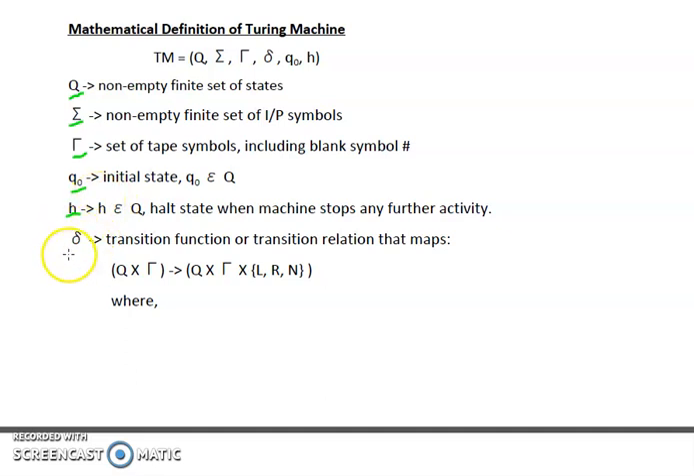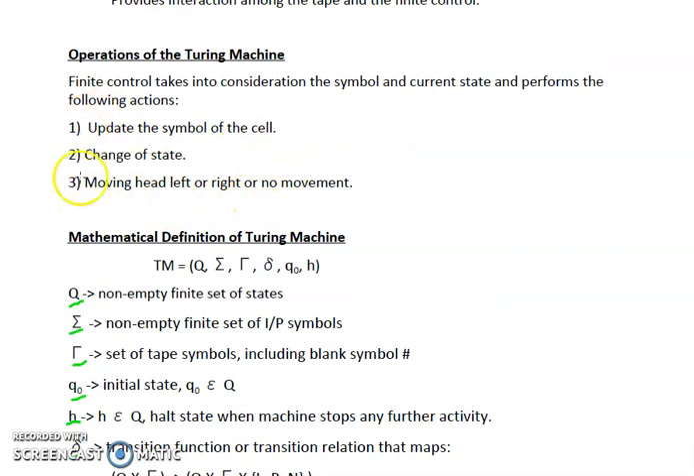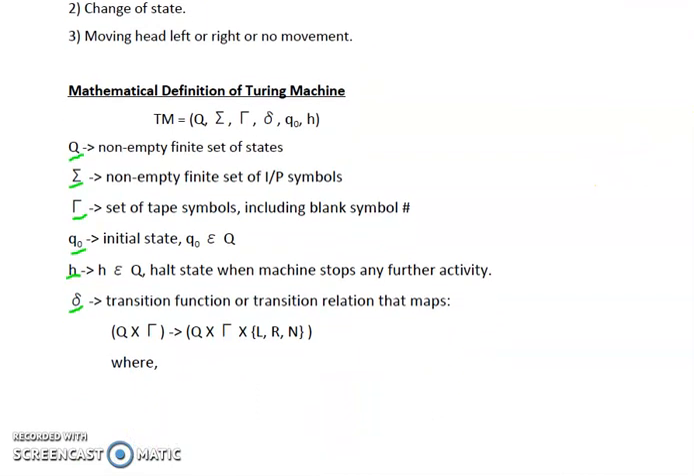Now the next thing is our delta. That is the most important thing. The transition function. It tells us the different types of transition, that is, how we are going to move further in our Turing machine. So the three operations which we have discussed above are the representation of this delta only. So these three operations are for the representation of delta that we will discuss further.